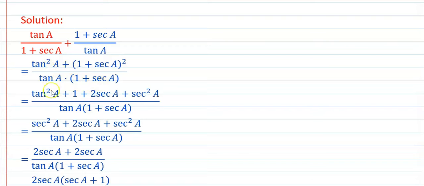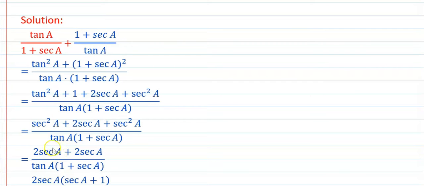Okay. This is tan square A. (1 plus sec A) whole square means 1 plus 2 times sec A into 1, that is 2 sec A, plus sec square A, upon the product of the denominators. Okay. Now next, tan square A plus 1 means what? Sec square A. This is the identity. Now this sec square A plus sec square A will become 2 sec square A.